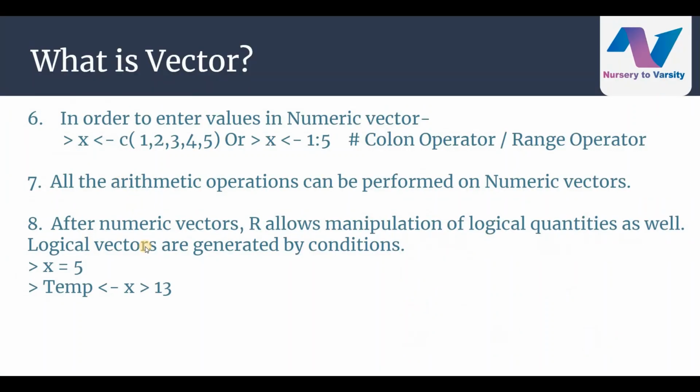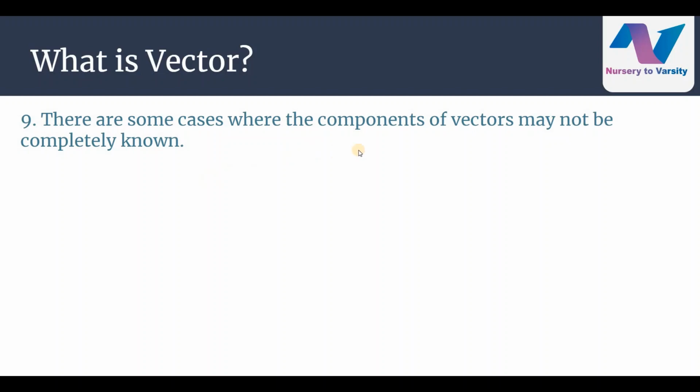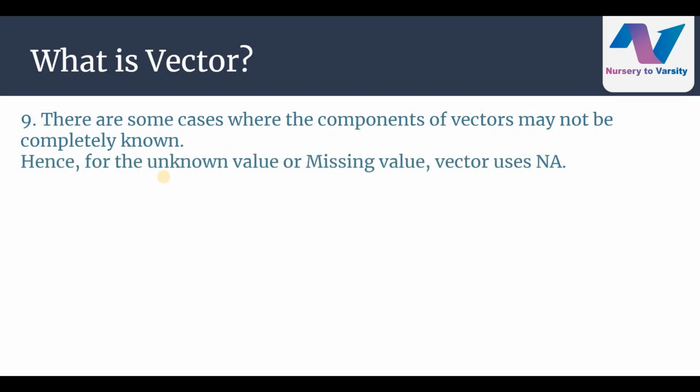Now coming to the next statement, there are some cases where the components of vectors may not be completely known. That means when there are values which are not completely known, they are either unknown values or missing values. For unknown or missing values, our vector uses NA, that is, not applicable.